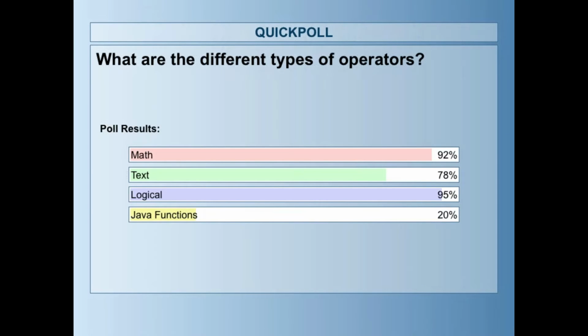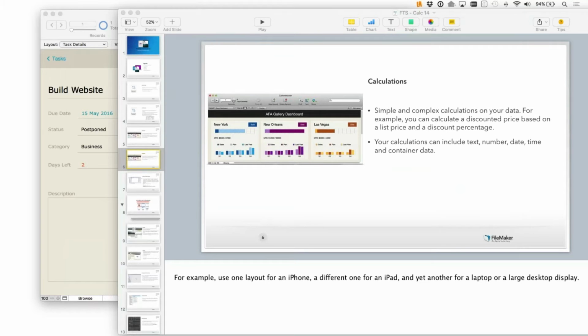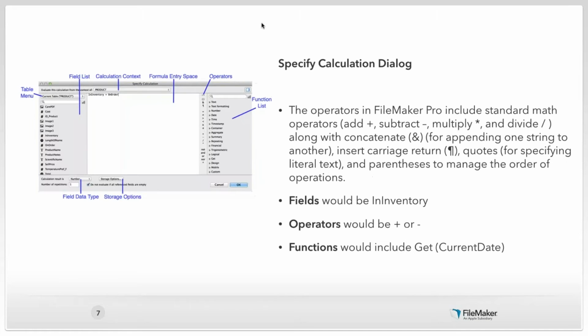Yeah, fantastic. So, of course, you've got the mathematical operators, you've got textual operators to add text together, and we'll be doing that in a minute, and the logical, the ands and the ors. Java functions aren't natively part of the FileMaker operators, but if any of you actually do a bit of Java programming, you can, through a plugin, make use of that. Okay, well, thank you for that.